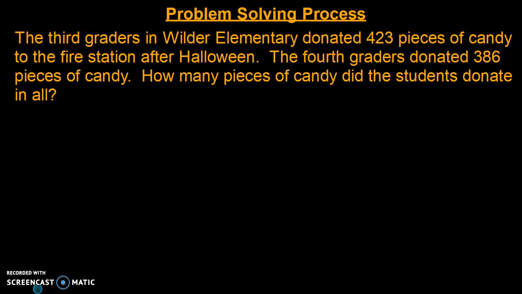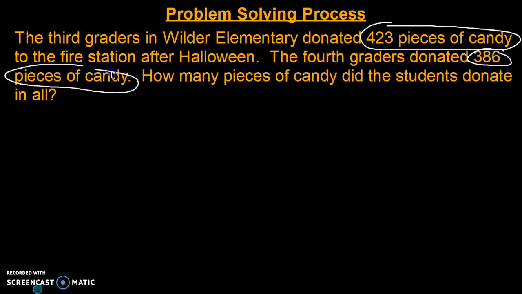Here we go. Here's the first one. The third graders in Wilder Elementary donated 423 pieces of candy to the fire station after Halloween. The fourth graders donated 386 pieces of candy. How many pieces of candy did the students donate in all? The first step in my version of PSP is circle important information, circle numbers that you will need to solve this problem. In this case, we will need the number of pieces of candy for third graders and the number of pieces of candy for fourth graders. So let's circle these two.